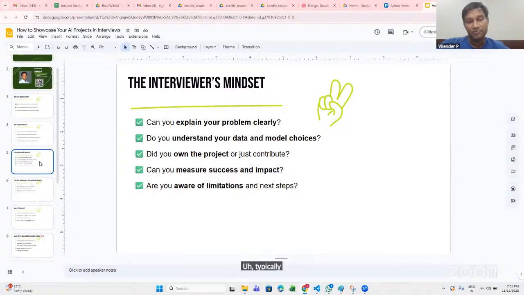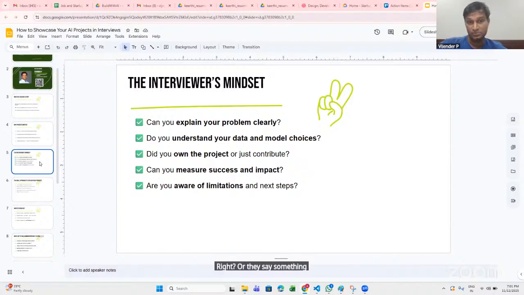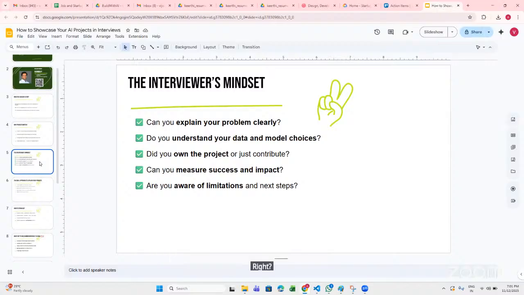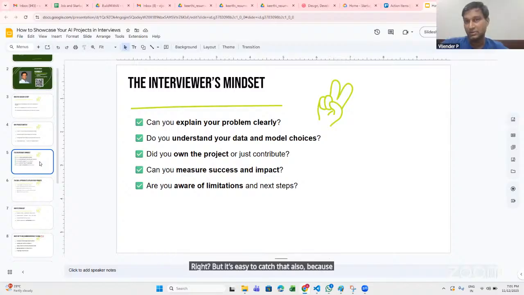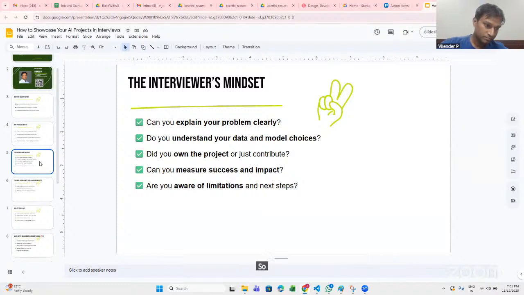Typically, people who bluff projects cannot answer that question, or they try to bluff that number also. Sometimes people will say 10 lakh records, but it's easy to catch, because if you do the quick math, you can figure it out. It will not be more than 2 lakhs or something like that. So don't bluff it. The best way is again to understand your data, because if you've actually done it, you'll already know it.